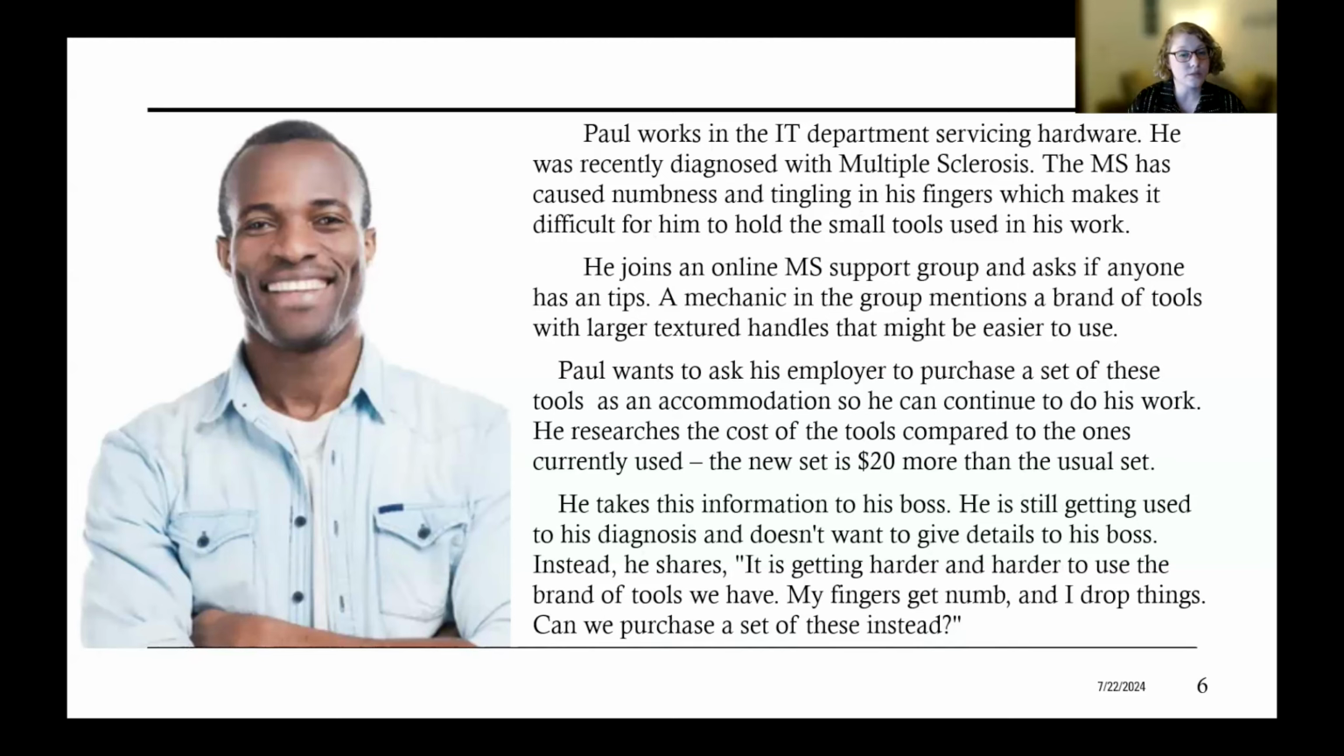He researches the cost of the tools compared to the ones that are currently used, and he finds out that the new set is only about $20 more than the one they usually purchase. He takes this information to his boss. He's still getting used to his diagnosis and he doesn't really want to give details. So instead he shares, "It's getting harder and harder to use the brand of tools we have. My fingers get numb and I drop things. Could we purchase a set of these instead?" So, and you can drop your answer into the chat, where do we see Paul gathering information and finding support?